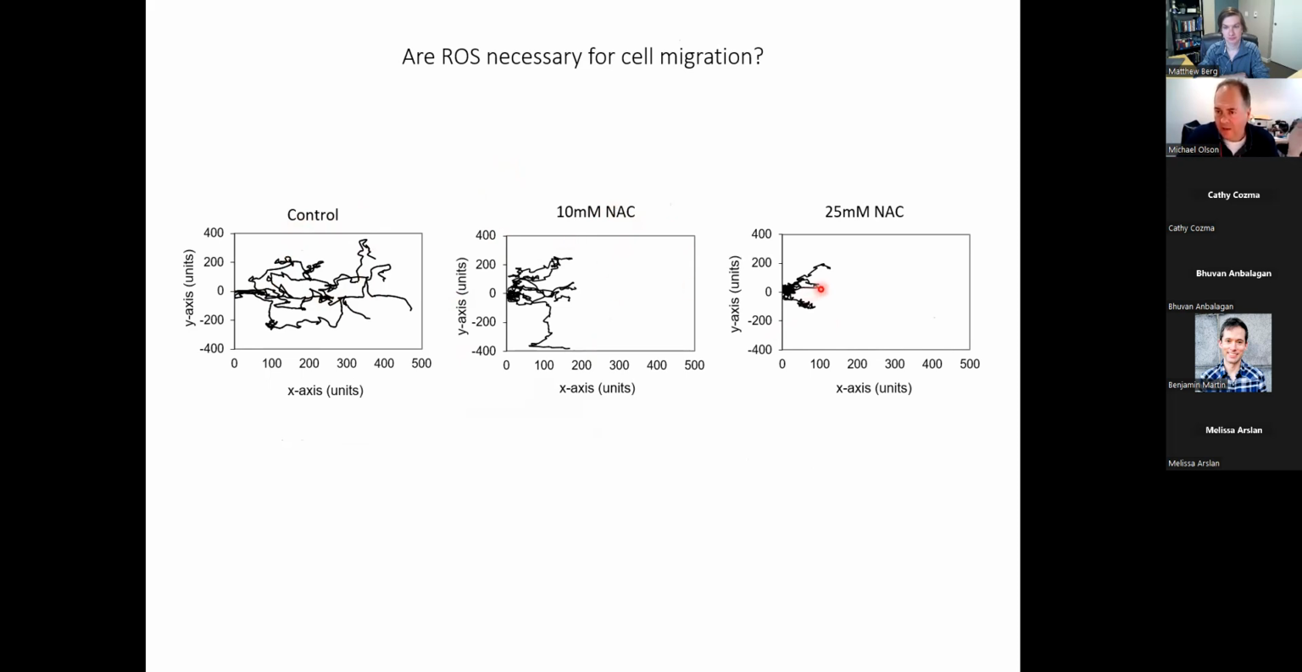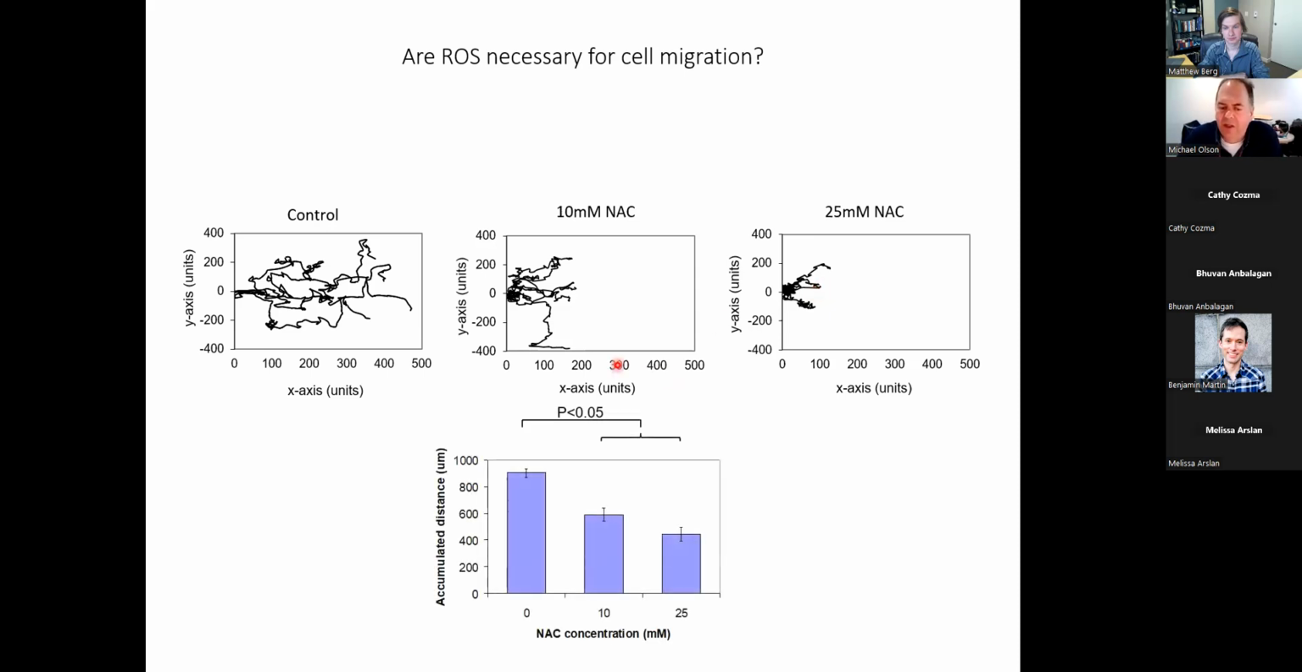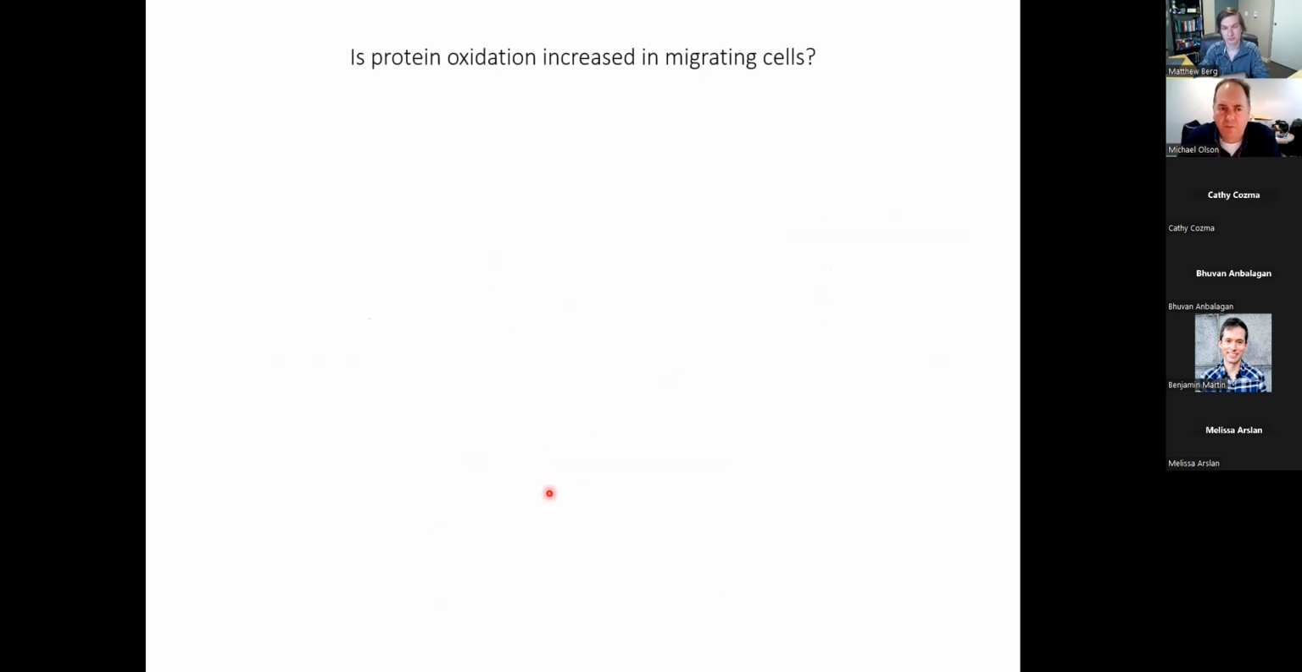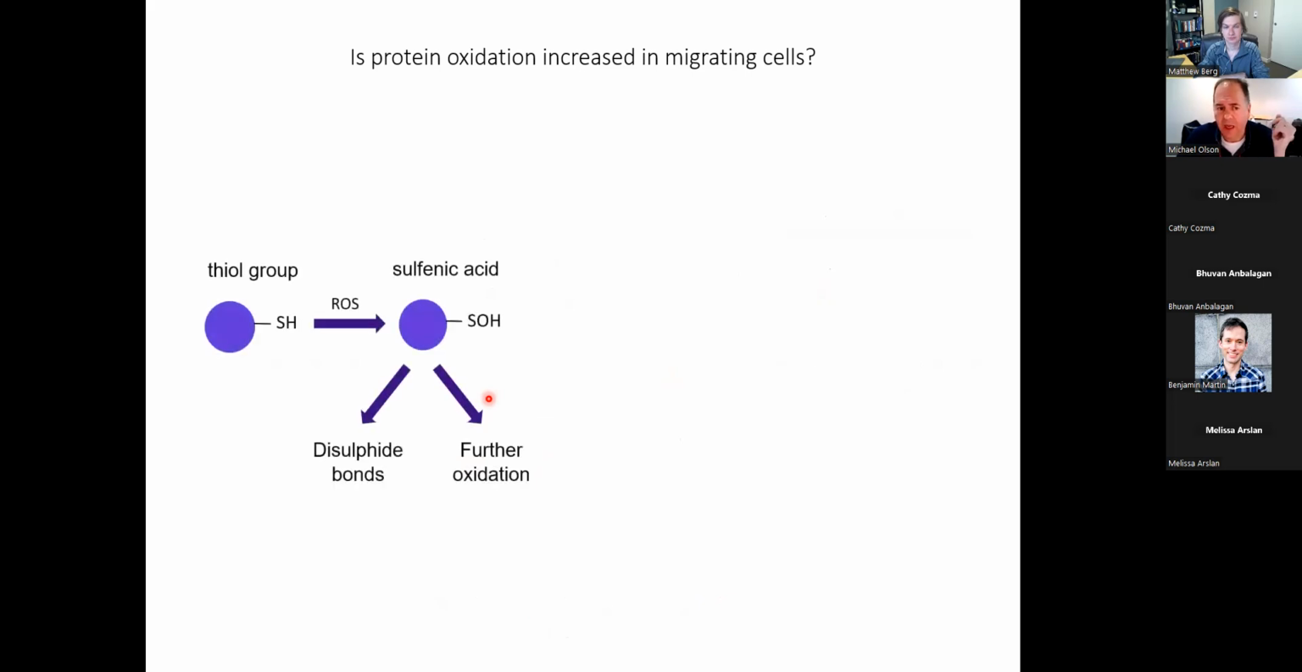So this ROS generation actually helps promote the migration of these cells. And this is just showing that these are significant effects at these different N-acetylcysteine concentrations. So hydrogen peroxide is being produced, it's necessary for migration, but this is really leading to protein oxidation. And this is what I said before, this is a similar sort of schematic.